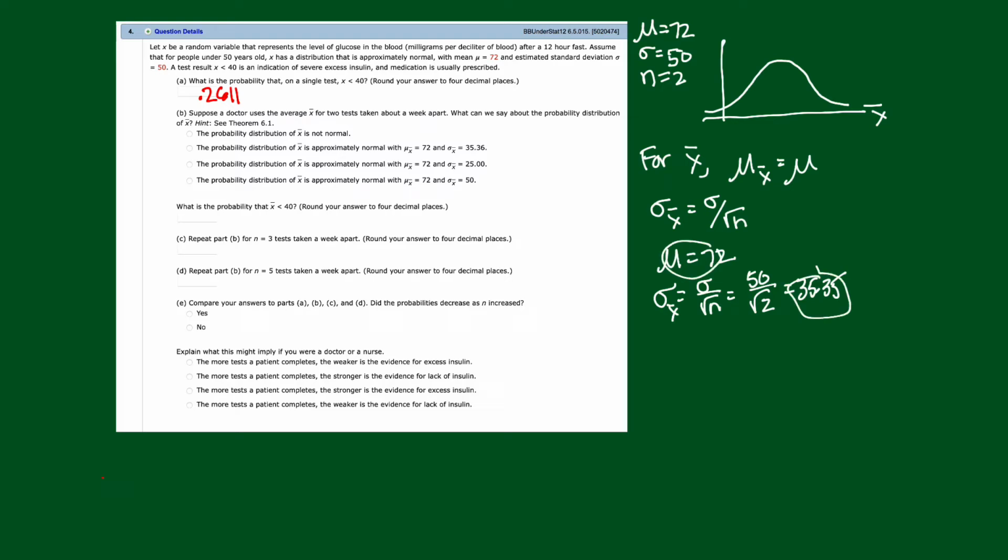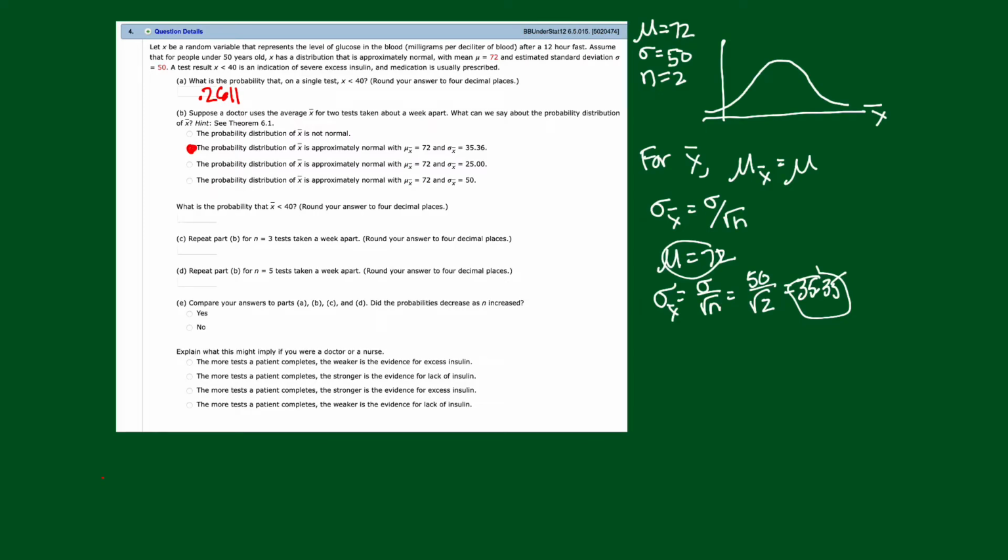Let's see what we have for our possible answers. The first one is out because X bar is normal. The distribution is approximately normal with the mean of 72, and the standard deviation is, okay, maybe I rounded off differently. That one is too far off. All right, I'll go with the second one there.